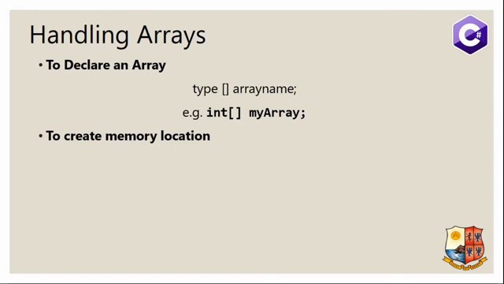Then next line, you see the syntax to create an array, to allocate a memory location. By the way, we write it in one line. I'm just splitting it into two or three lines to explain how it works.